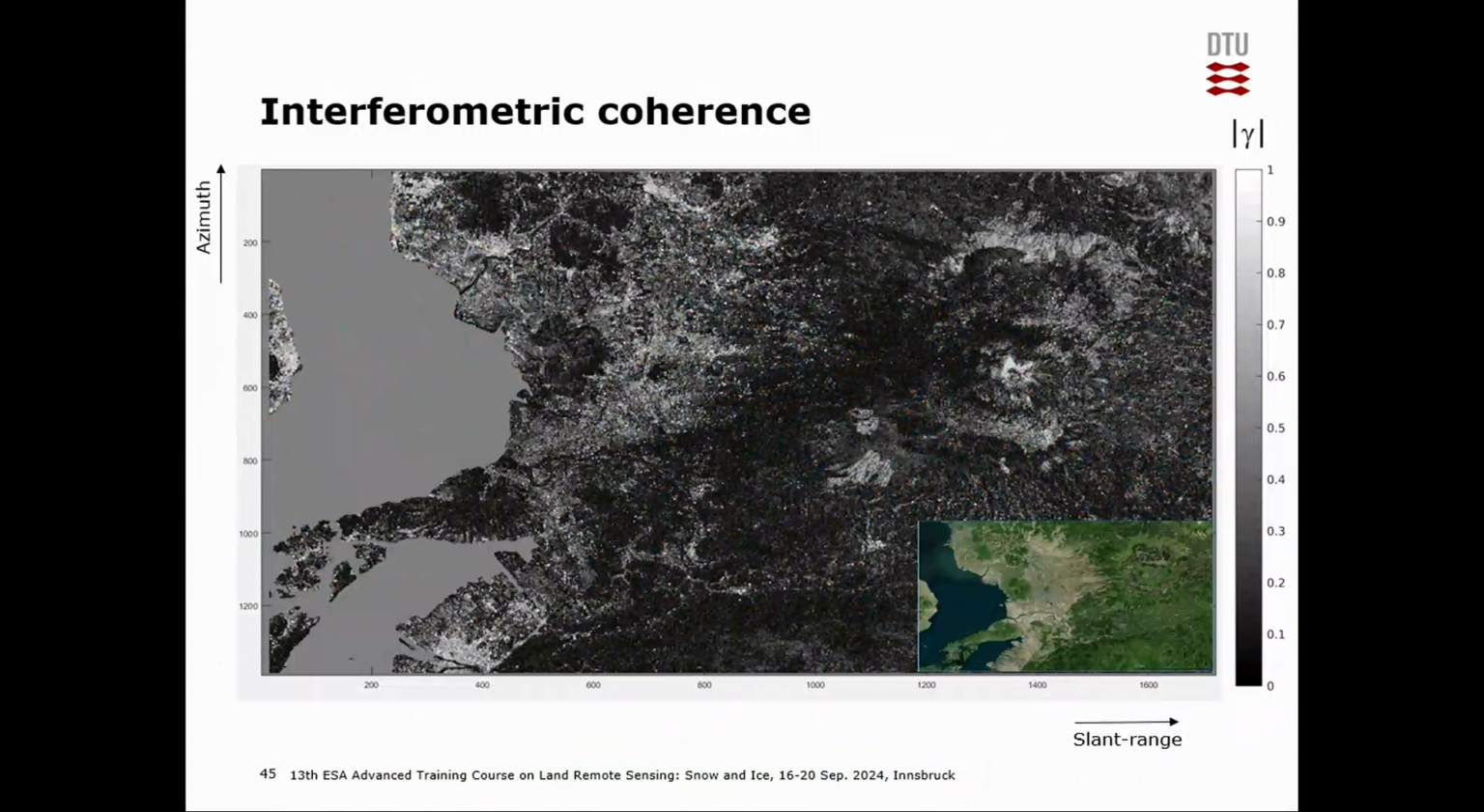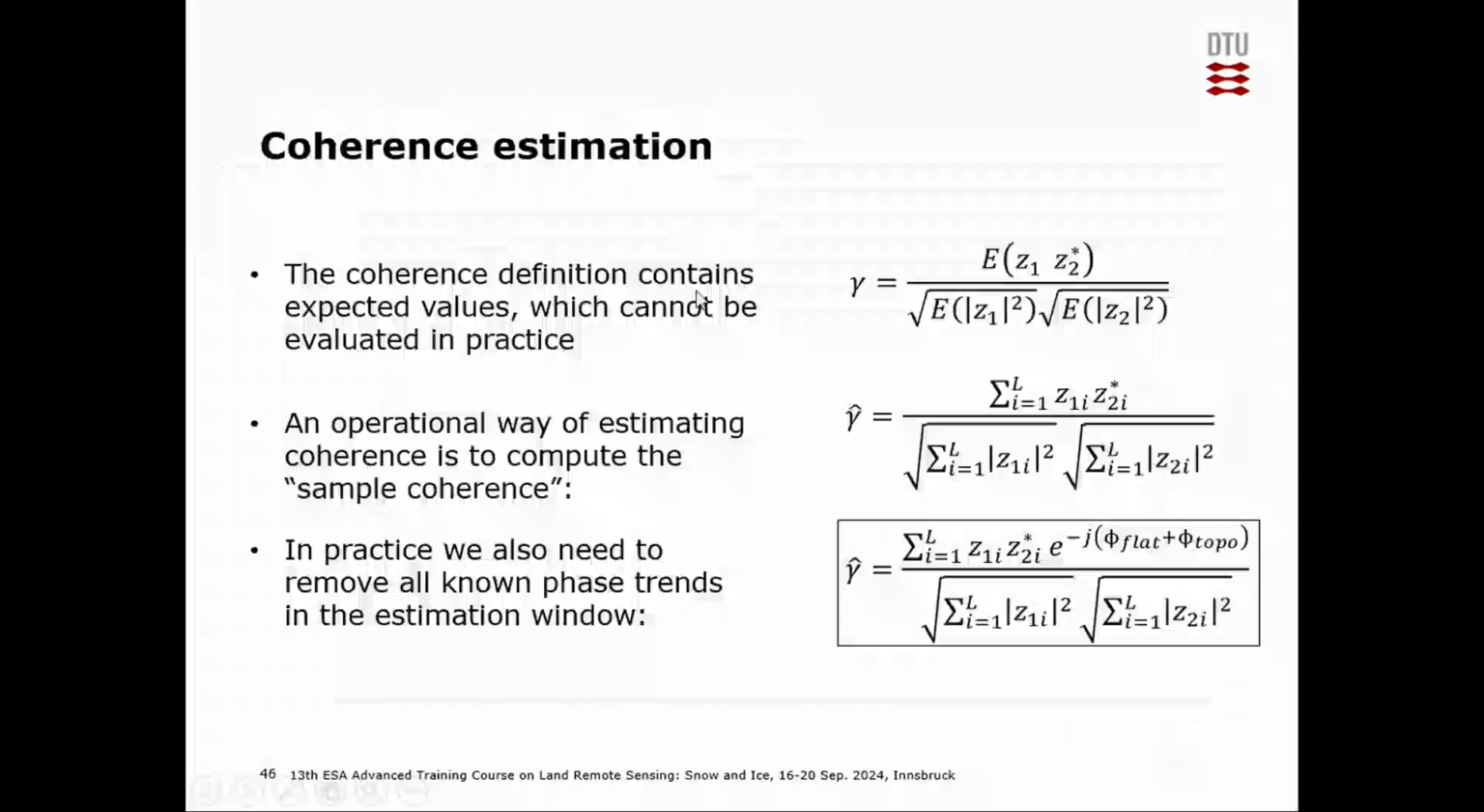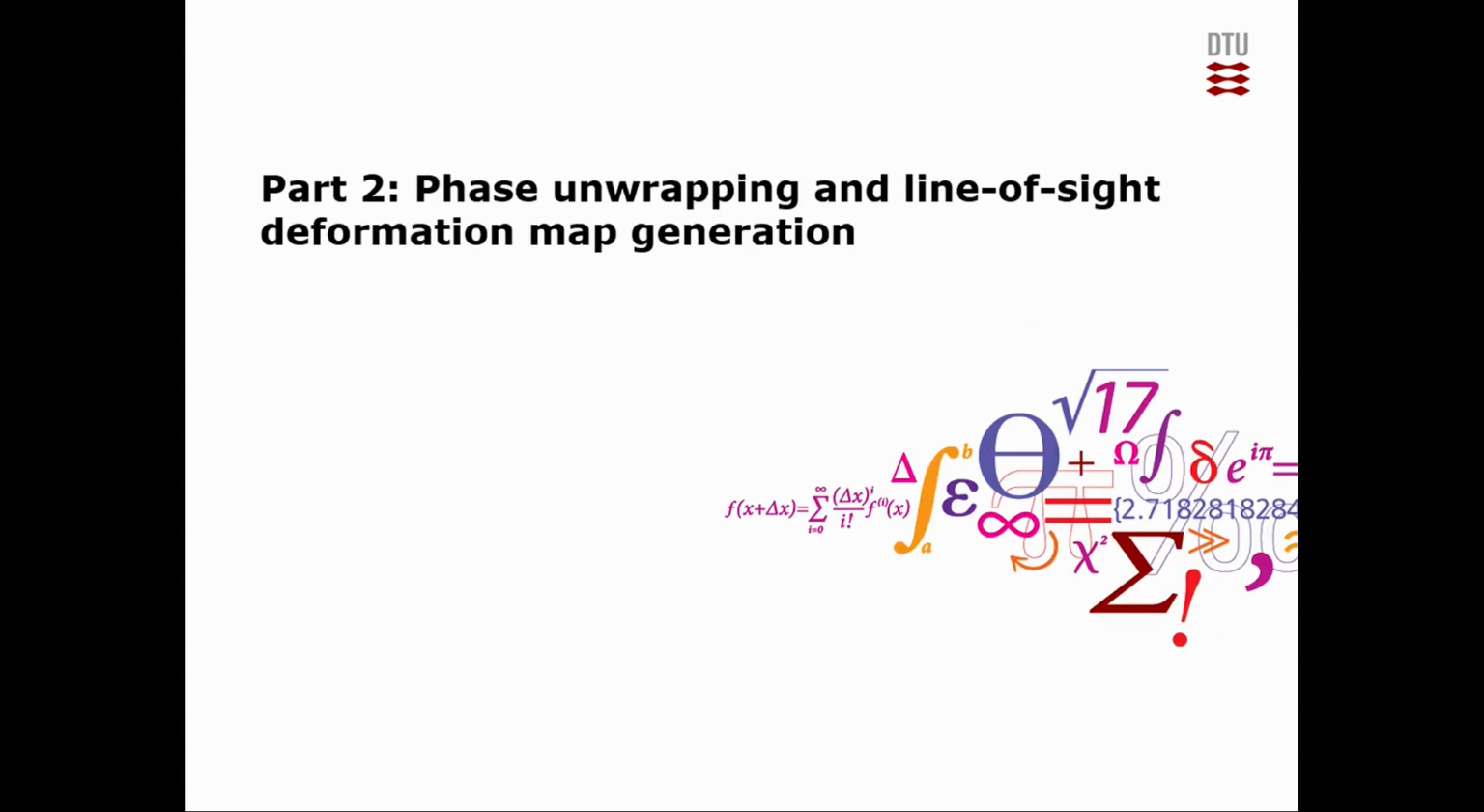So once we have this, here is our coherence map of the area, higher in urban areas and lower in vegetated areas. Coherence estimation is a little tricky because in its definition there is an expected value, and we cannot observe an expected value. I would need different realizations of the same resolution cell, which I don't have. So these expected values are in practice replaced by spatial averaging, assuming that neighboring resolution cells are different realizations of the same stochastic process.